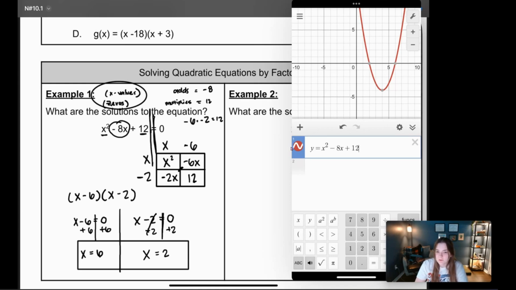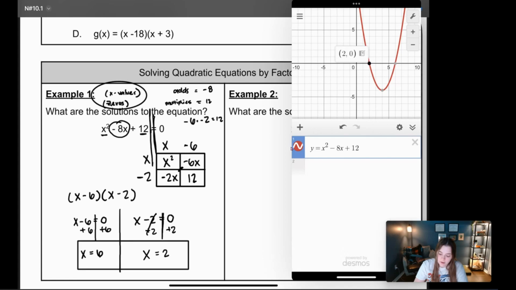Okay? So now I just need to check where my zeros are. What did we say our zeros were? The x values. So I'm going to click right here on my x value, and I have an x at 2 and I have an x at 6. Is that what we said? x equals 6, x equals 2? It is. So you can check your answers using Desmos, right? Remember, Desmos is our best friend. We need to use Desmos when we can because that's what we're going to use on the STAR test.